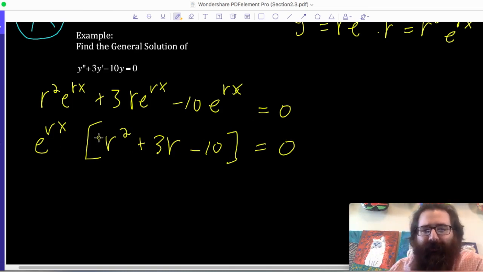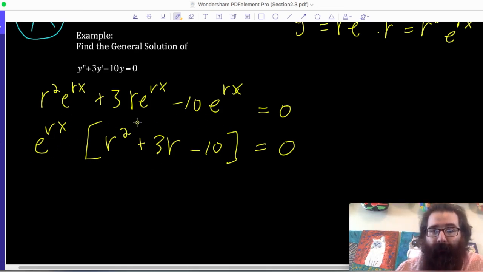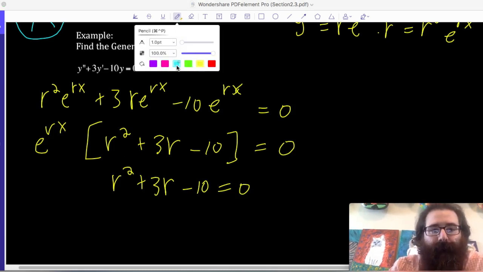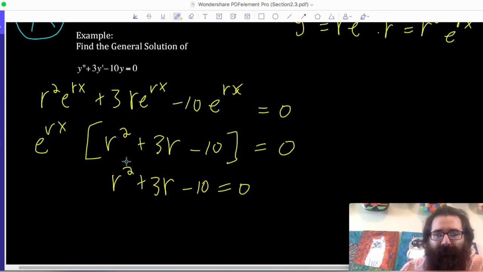Now if I'm trying to set this equal to 0, e to the rx, this is an exponential function, that's never going to be equal to 0, not by itself. It would need some help from the other factors. So we can divide it over, we can just ignore it, but really we're focusing on r squared plus 3r minus 10 equals 0. And this is what we refer to when we say the characteristic equation. The characteristic equation is this polynomial on r that we set equal to 0 and try to solve.